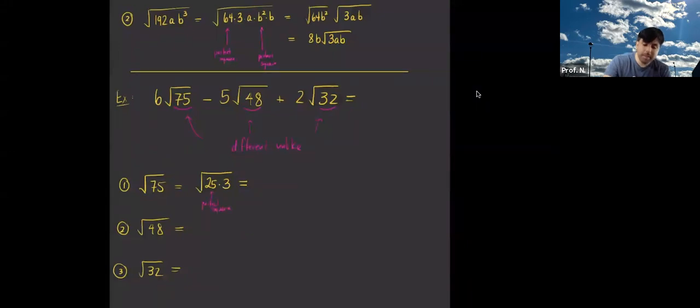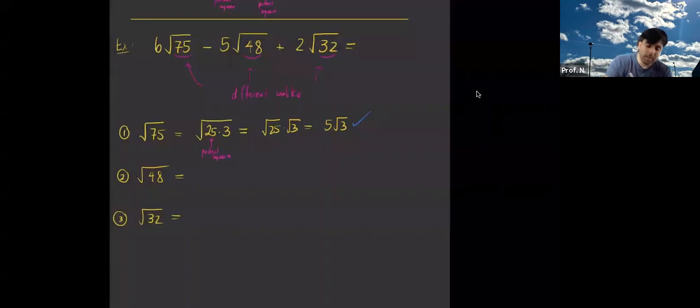Well, that's great, because now I can break down 25. 3 I can't break down any further because rad 3 is simply rad 3. It's not a perfect square. But rad 25, square root of 25 is 5. So I got 5 rad 3. So rad 75 simplifies to 5 rad 3. Great. I'm good with this now.